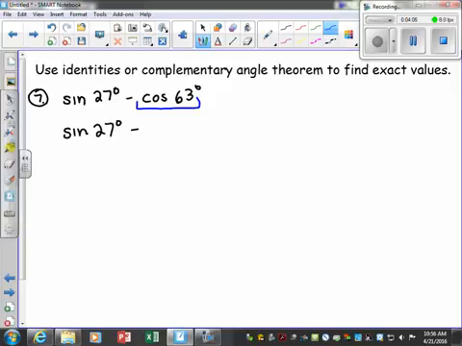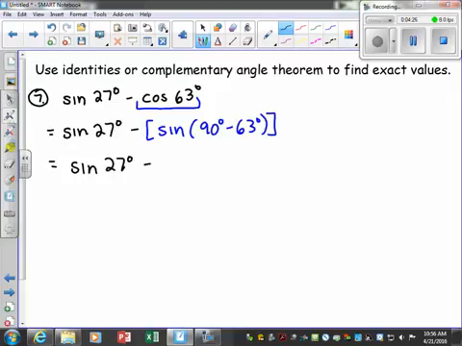So I'm going to work with this one. Using the complementary angle theorem, that can be rewritten as the sine of 90 minus 63 degrees, right? So if I just keep bringing this sine of 27 down for right now, what does the right hand side simplify to? Sine of 27 degrees. Well, what's sine of 27 minus the sine of 27? Even though we don't know that value, we do know that something minus itself is simply going to be what? 0, right?